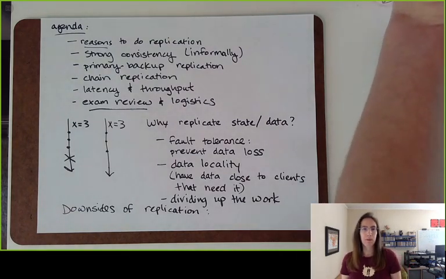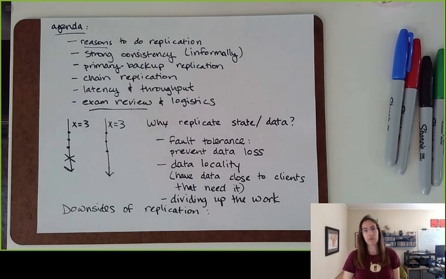Sure, okay. A couple of people mentioned higher costs. Yeah, one reason is it's expensive. You have to have more machines, right? You either have to buy them or you have to rent them from Amazon or Google or some other cloud computing service. So it's going to cost more money to replicate.